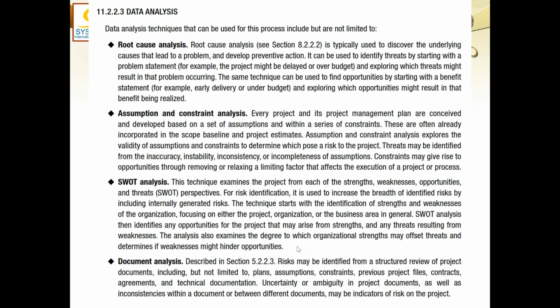Document analysis. Risks may be identified from a structured view of project documents, including but not limited to the plans, assumptions, constraints, previous project files, contracts, agreements, and technical documentation. Uncertainty or ambiguity in project documents, as well as inconsistencies within a document or between different documents, may be indicators of risk on the project.